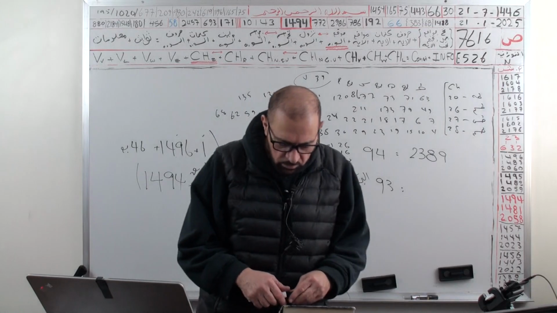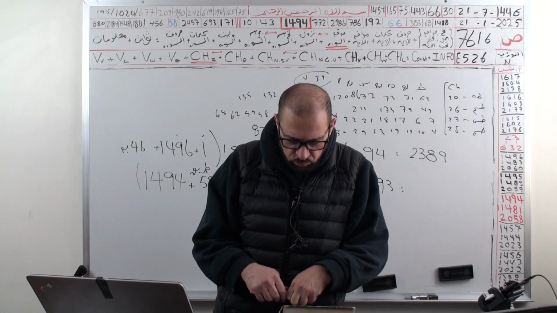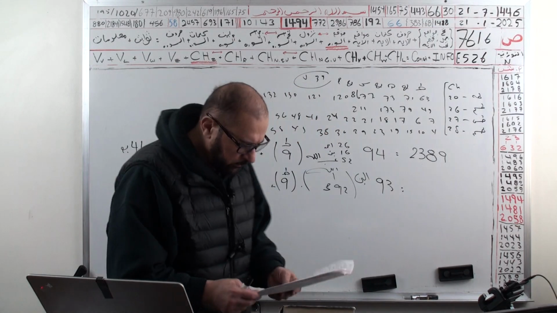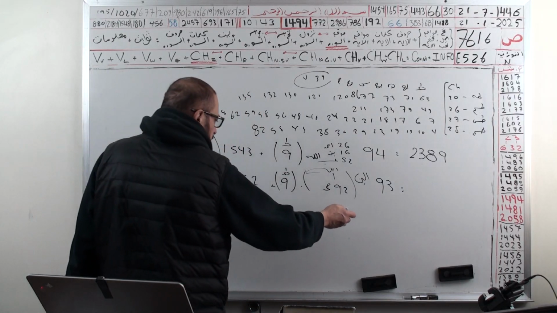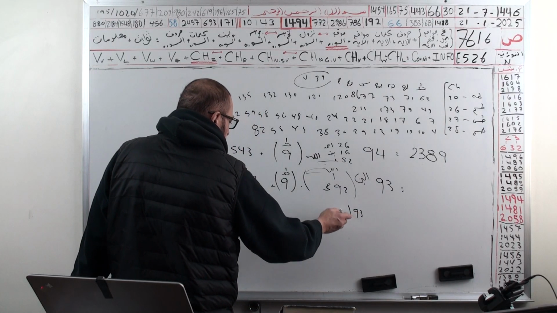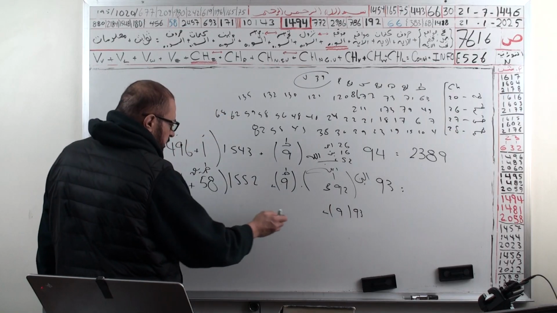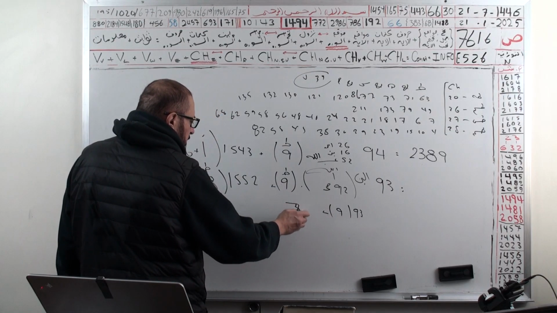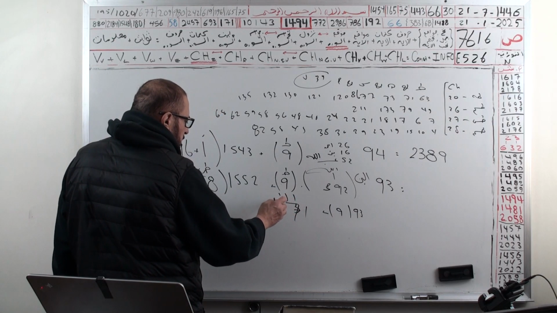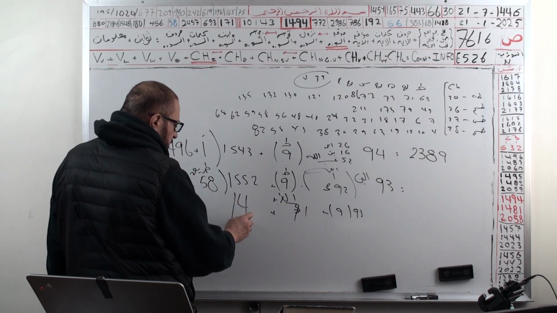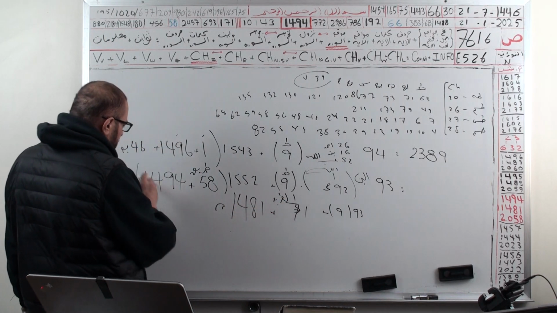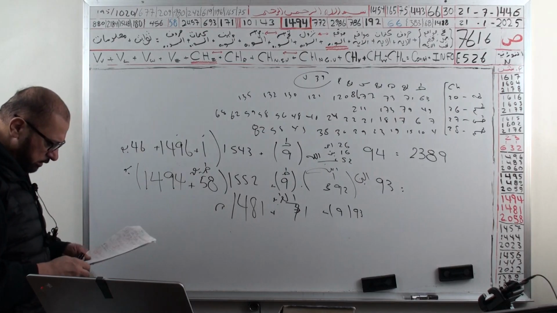If you do 93 also times 9, which is the same thing, 93 here times 9, what is left is this number. Take at-tariq 71, at-tariq the path, what is left is 1481. Just a different calendar. This is Hijri, this is Ba'thi. Same kind of decoding, okay?